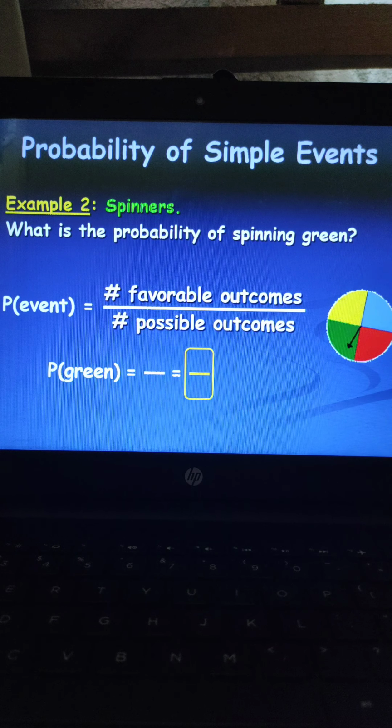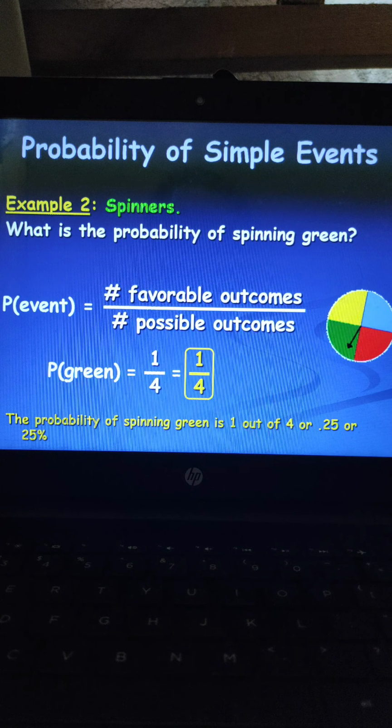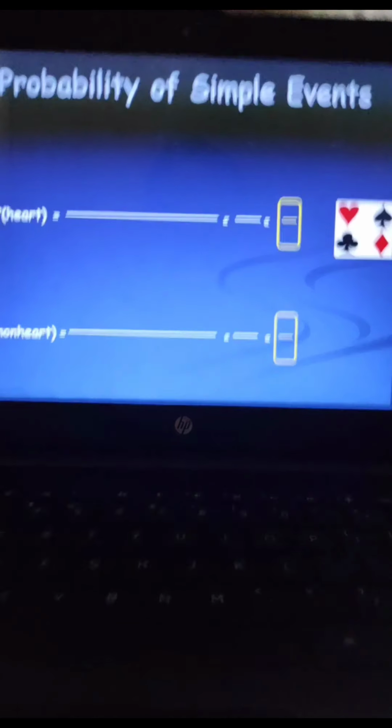And how many possible outcomes, or how many colors in total are here? So let's count. 1, 2, 3, 4. There are 4. So of course, the probability of spinning green is 1 over 4, or 1 out of 4, or 25% of the spinner.